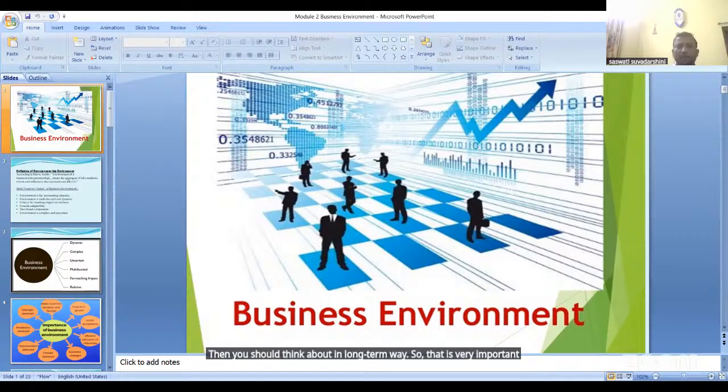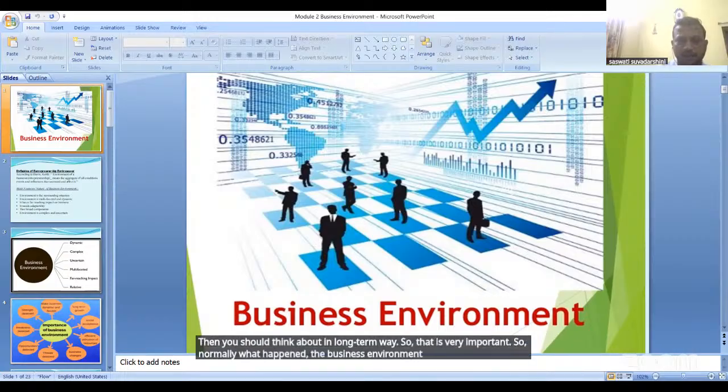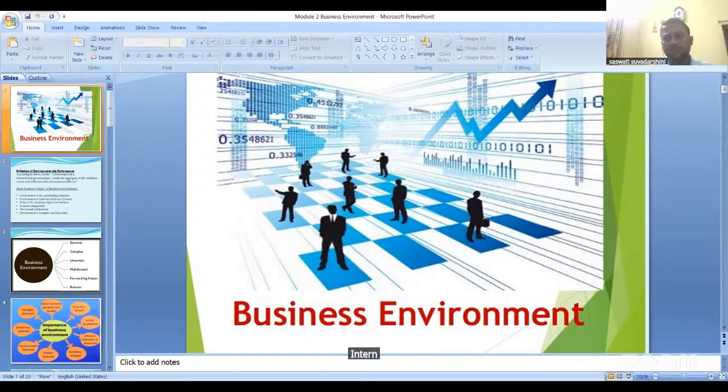So normally what happens, the business environment we are dividing into two categories, just like internal environment and external environment.